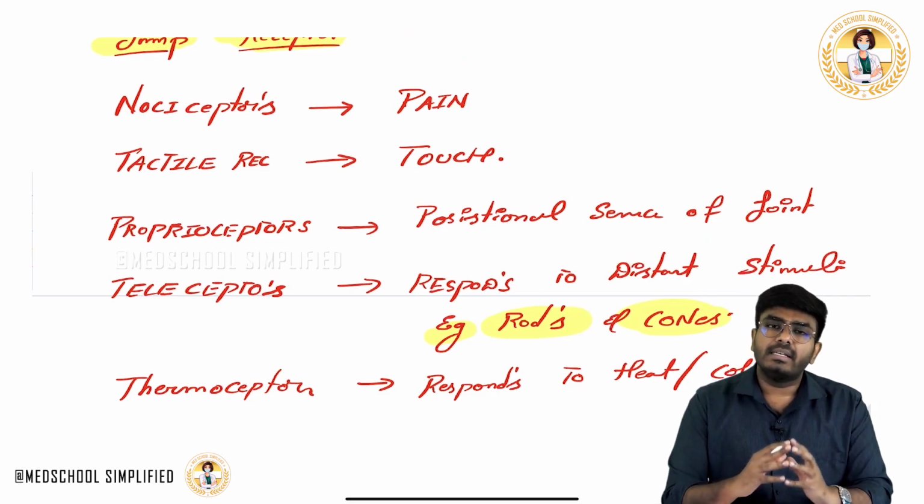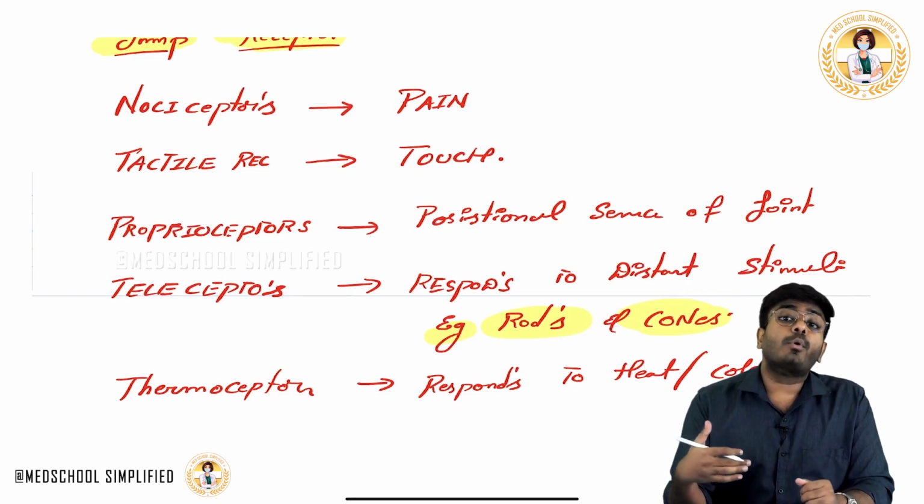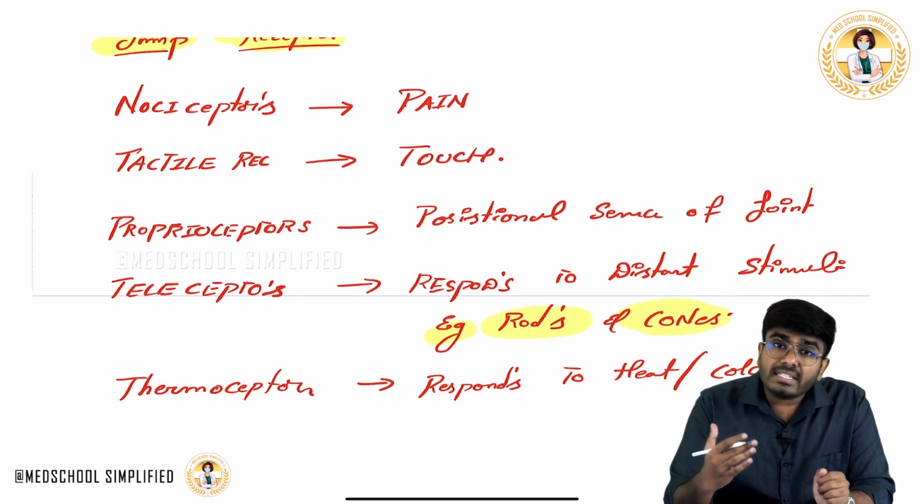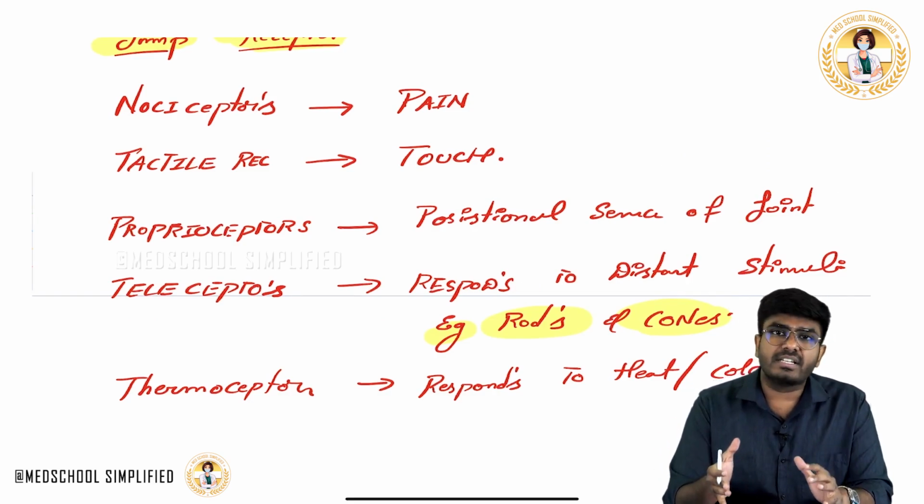Okay guys, we have seen different types of receptors. In the next video, we will mainly discuss different properties of receptors. Receptors have certain properties that will be discussed in the next video.